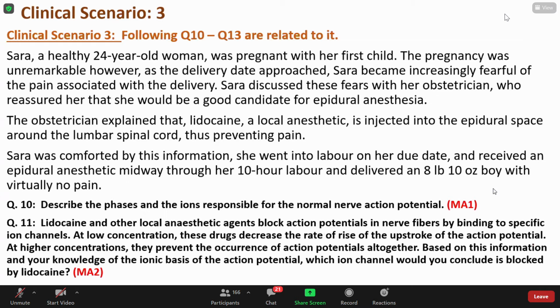And for the initial phase of an action potential, there is basically an upstroke due to the opening of the voltage-gated sodium channels.